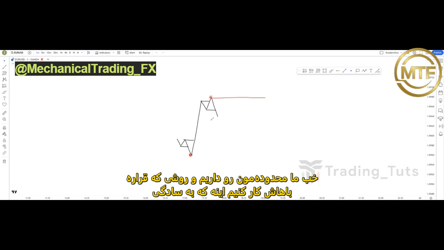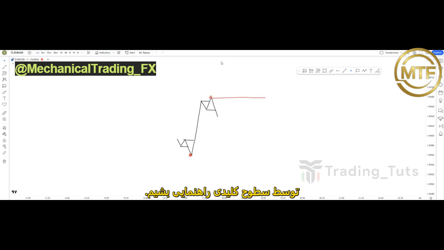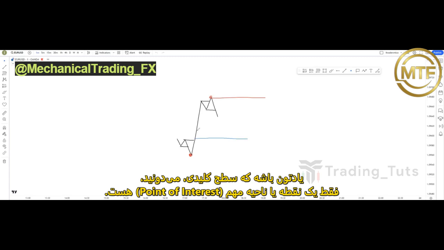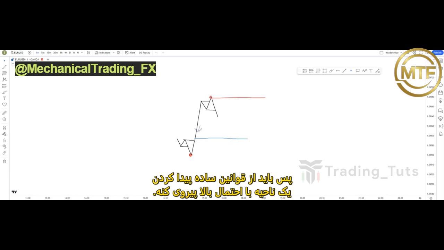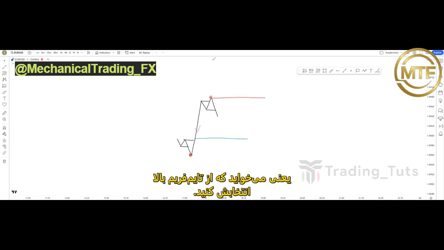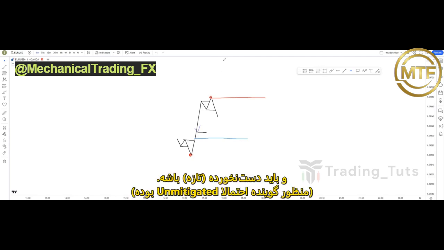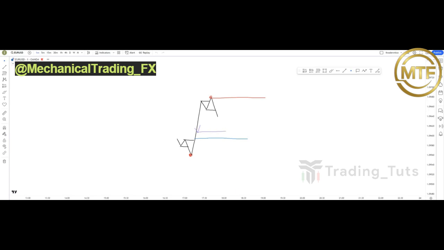So we have our range, and the way we're gonna approach the range is simply by being guided by the key levels. So we're gonna find our key level right here with liquidity just above. Remember that the key level, in other words, is just a point of interest. So it has to follow the simple rules of catching a high probable POI. So you want to catch it from the high time frame. It has to be close to the liquidity, and it has to be unmitigated, right?